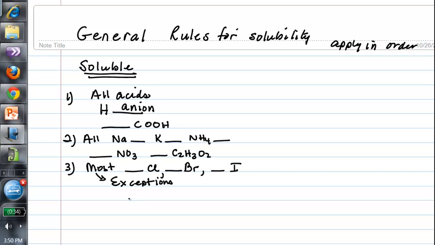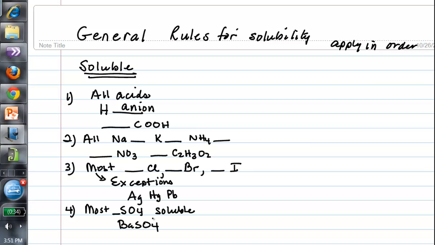And the exceptions are mainly silver, mercury, and lead compounds that, for example, lead 2 chloride or mercury 2 bromide or silver iodide. These are not soluble. And the fourth rule is that most sulfate compounds, so if a compound starts with SO4, most sulfates are soluble. There is a notable exception to this, and that is barium sulfate.